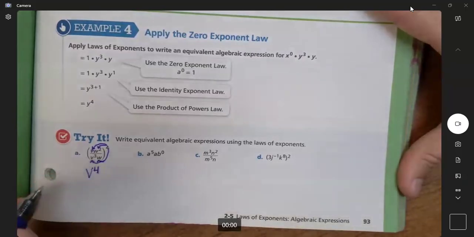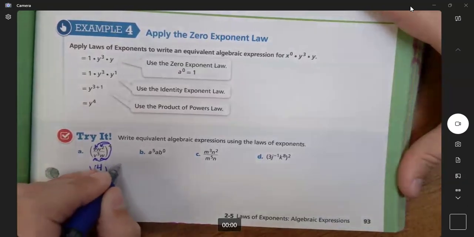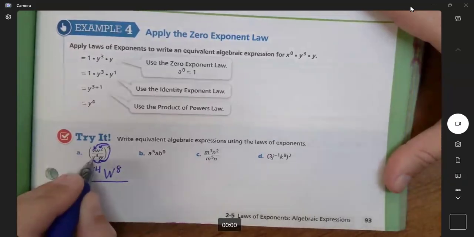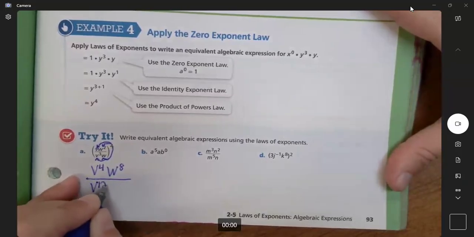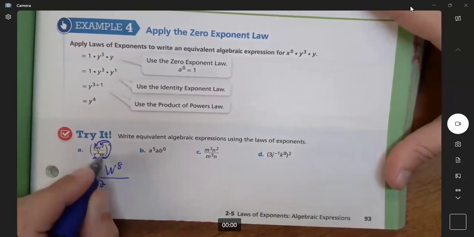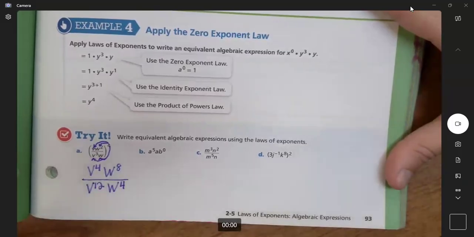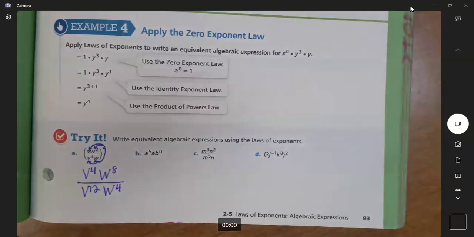W to the second power times the power of 4 is going to be W8, because that's power of a power. Then we're going to say V to the third power times the power of 4 is going to be V to the 12, because it's power of a power, 3 times 4. And then W to the first power times the power of 4 is W4. Okay, so the first thing we had to do was distribute. We did that. We're good.